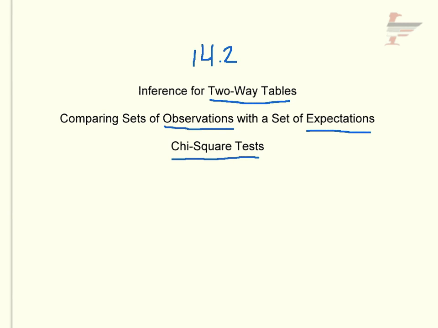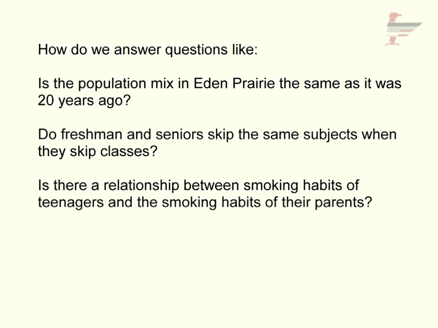You will learn two new tests in section 14.2. We'll get to those in just a moment. We are still looking to answer questions like these. Is the population mix in Eden Prairie the same as it was 20 years ago? Do freshmen and seniors skip the same subjects when they skip classes? And finally, is there a relationship between smoking habits of teenagers and the smoking habits of parents?